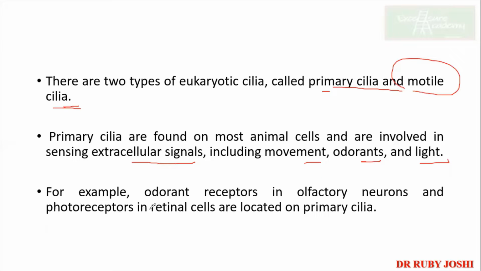For example, odorant receptors in the olfactory neurons and photoreceptors in the retinal cells are located on the primary cilia. Now, when you talk about olfactory neurons, what are these meant for? Odor, right? Odorant receptors. This is for the smell.